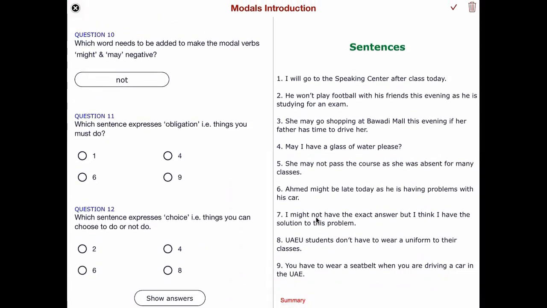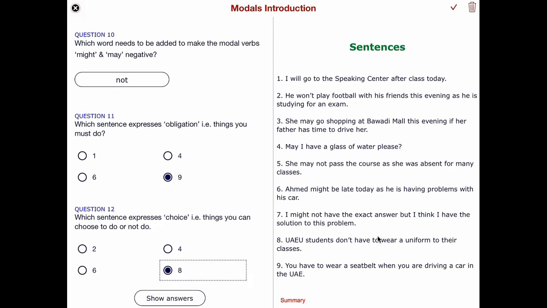And what are things that you must do? Which sentence tells you something that you must do? That's right, it's number 9. Have to tells us something that is an obligation, that is required of you. And then a choice is don't have to. And that just means it's not required.